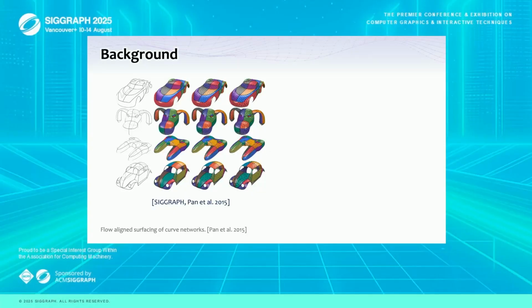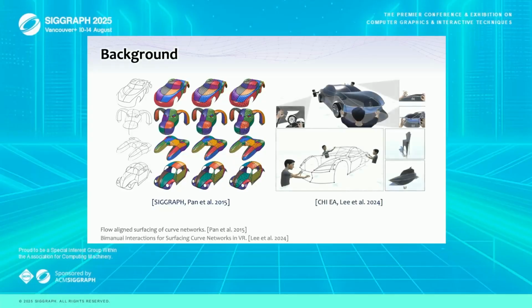Early in 2015, Intel proposed a reconstruction method that generates detailed surfaces from sparse curve networks, showing how wireframes can guide full 3D surface creation. More recently, Li et al. introduced an interactive system for curve network modeling in VR, allowing designers to build and refine 3D forms directly in virtual space.